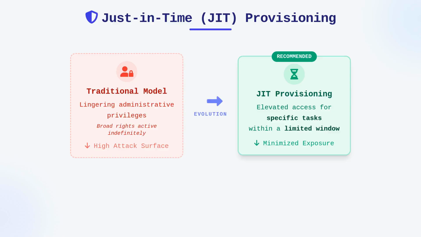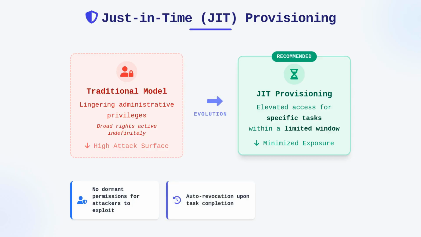This approach significantly reduces the attack surface because an attacker who compromises a standard user session finds no dormant administrative permissions to exploit. Once the required activity is completed or the temporal window expires, the access is automatically revoked or reverted to a low-privilege state. This methodology aligns perfectly with the broader goal of minimizing the duration an organization remains exposed to potential misuse of elevated identities.